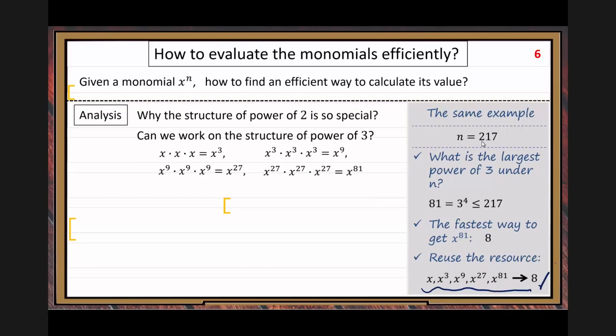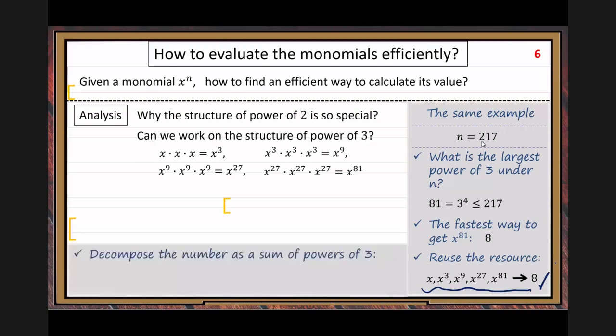Next round. The first round, preparation, takes 8 multiplications. Second round, to make that 217, we do decomposition as a sum of powers of 3 this time. We use 3 as our base, not 2. The previous one was the binary representation. Here we use base 3, which we call ternary representation, instead of binary representation.